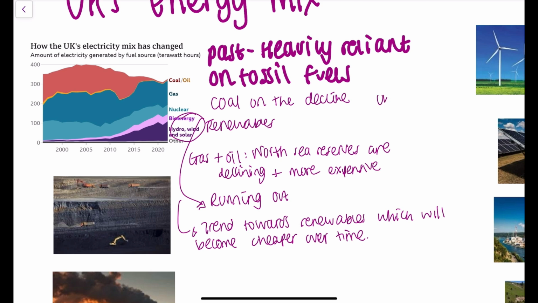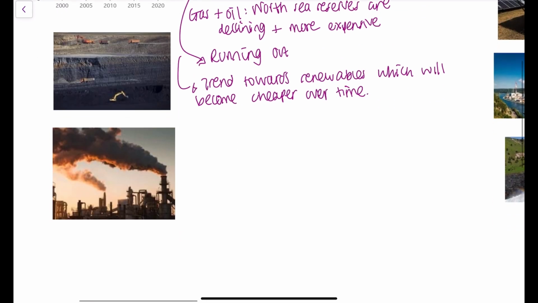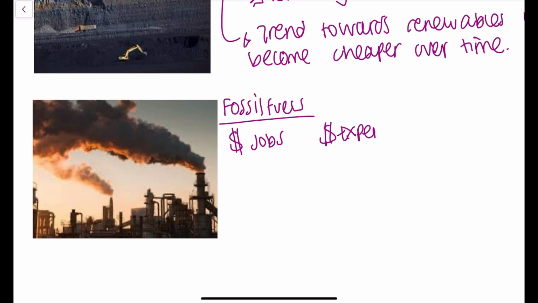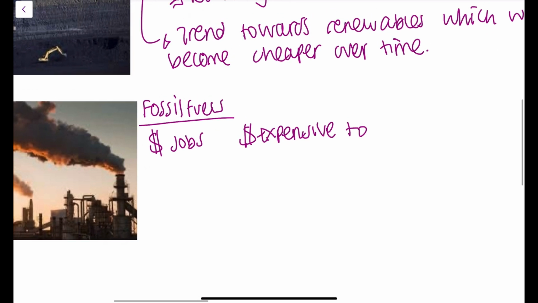Now, you need to know the economic and environmental issues of exploiting energy resources, and I've selected a couple of examples of energy resources, which is also quite nice because it links into your pre release for this year. Now, fossil fuels, we know coal, oil, and gas. Economic, they create jobs in fossil fuel industries. However, they're expensive to import fuel and also to decommission power stations when they're no longer in use.